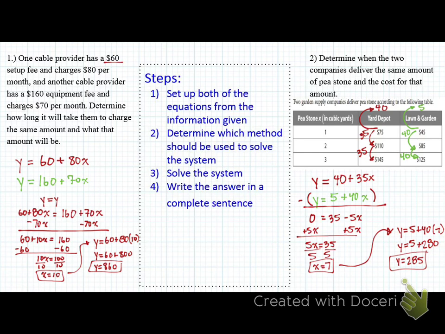So which one would you choose? Which one's better? The first or second company? The Yard Depot or the Lawn and Garden? Turn to your group. Which one would you buy? Okay, so which one's better? First one. Is the first one always better? Not always. Oh, I heard a lot of you saying it depends. It does depend. What does it depend on? How much you're getting. How much material you're getting, right?